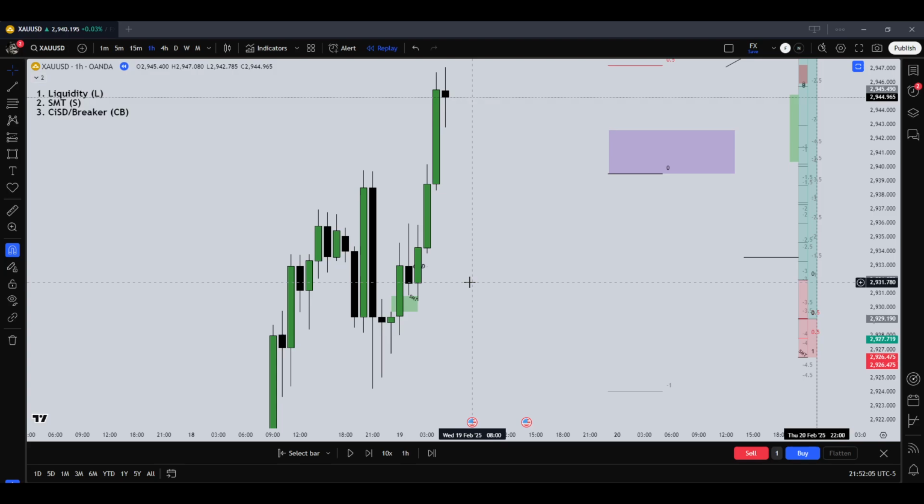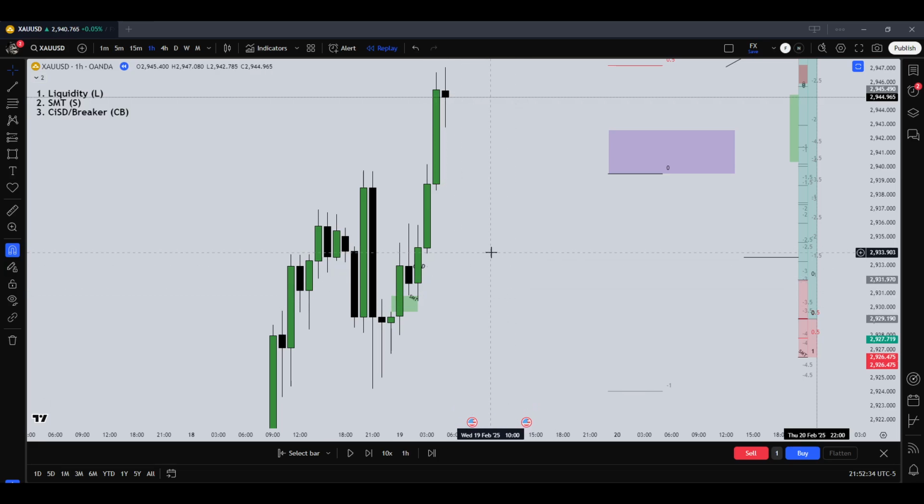SMT is a crack in correlation between two closely correlated assets. So for gold, we are going to refer to silver. For Euro USD, we're going to refer to GBP USD. Same thing for GBP JPY, you refer to Euro JPY. These are closely correlated assets. Last one on my mind will be AUD USD and NZD USD.